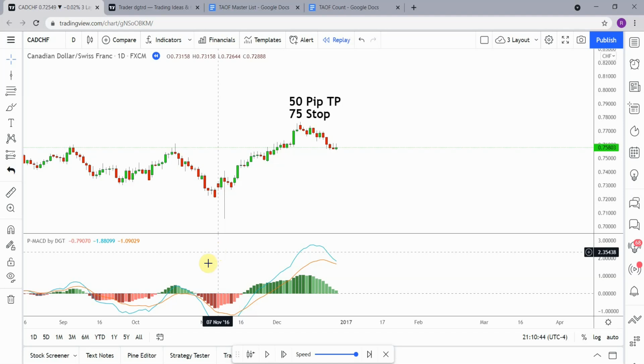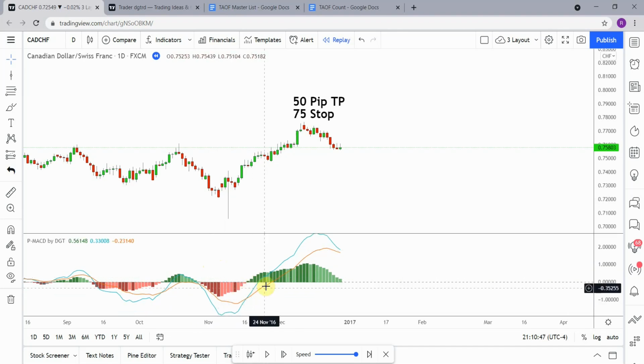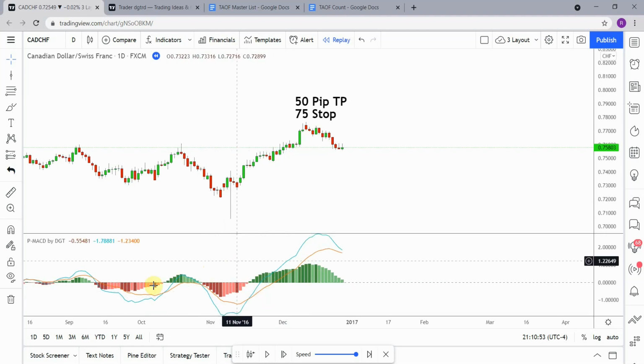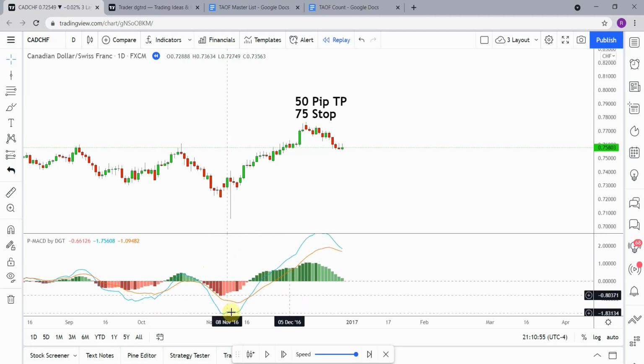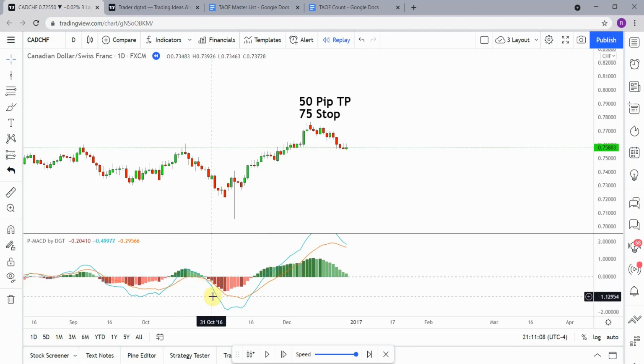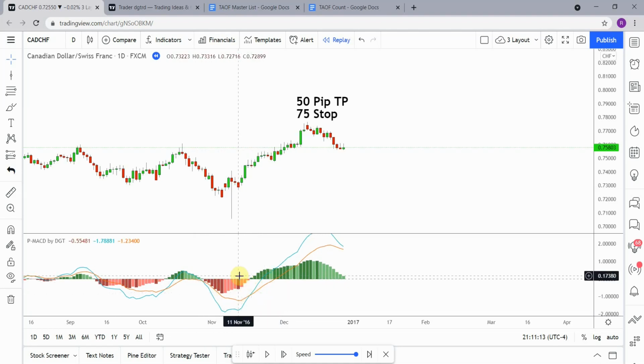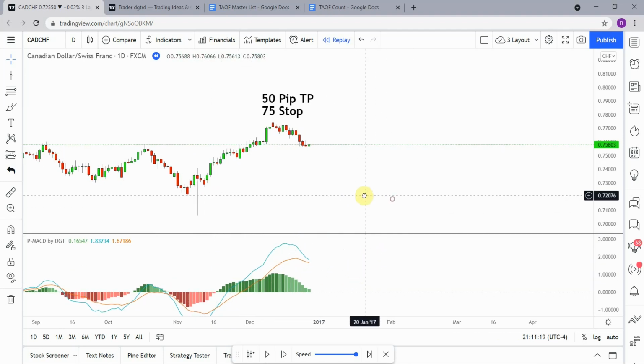And so the setup on this is relatively easy. The histogram here on the back, the green and red histogram, coincides with the cross of the two lines here. And so when the blue line crosses up above the orange line, that is when the histogram bars go green. When the blue line crosses down below the orange line, that's when the histogram bars go red. And so when the histogram goes green, we are going to go long. When it goes red, we are going to go short. So pretty simple setup, not much to it. Let's go ahead and get on with the testing and see what we can get out of this.